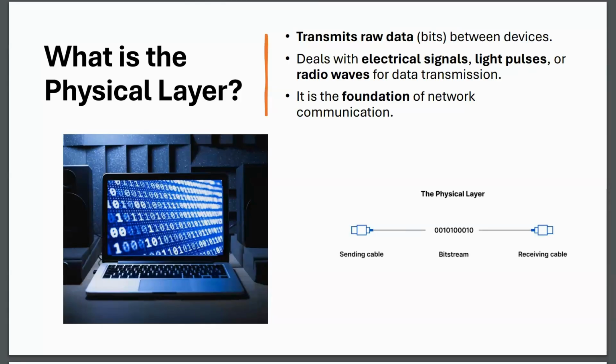So what exactly is the physical layer? The physical layer is layer 1 of the OSI model, and it is responsible for establishing the physical connection between devices. It focuses on the transmission of raw bit streams over a physical medium, such as copper wires, physical fiber optics, or radio waves. In simple terms, it is the layer that deals with how data is physically transmitted.